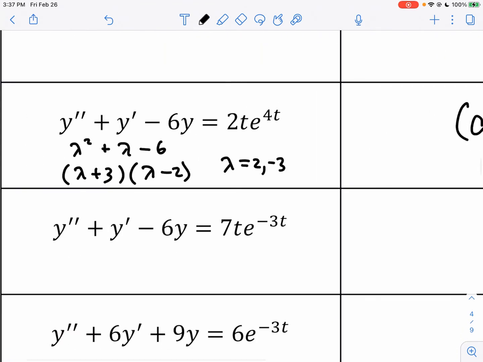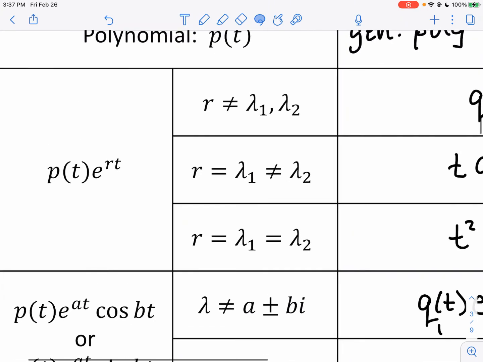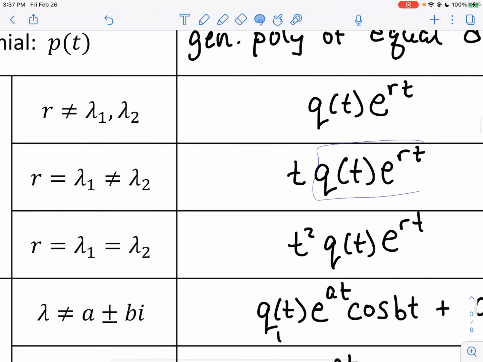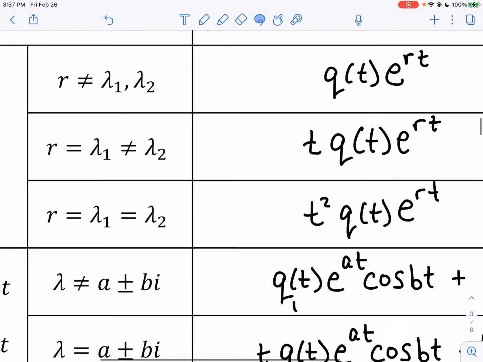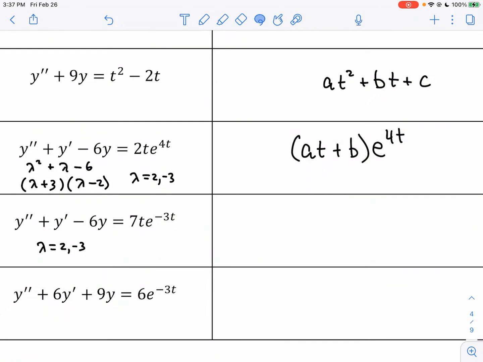Okay, this next one is going to be different. This is the exact same left side of the differential equation, so we get the same 2 lambdas, 2 and negative 3. And negative 3 does match one of them, but not both. Right, so the r matches one of my lambdas. So that puts us in this category, where the r is one of the lambdas, but not the other. So we have to do the same thing we did before, but we need an extra t in front. So I'm just going to copy this one here. Of course, the 4 is going to be a negative 3 as well. That's not a 4 any longer.